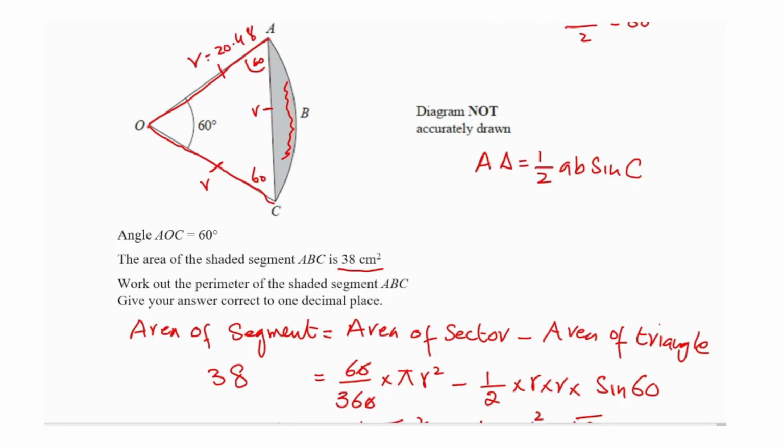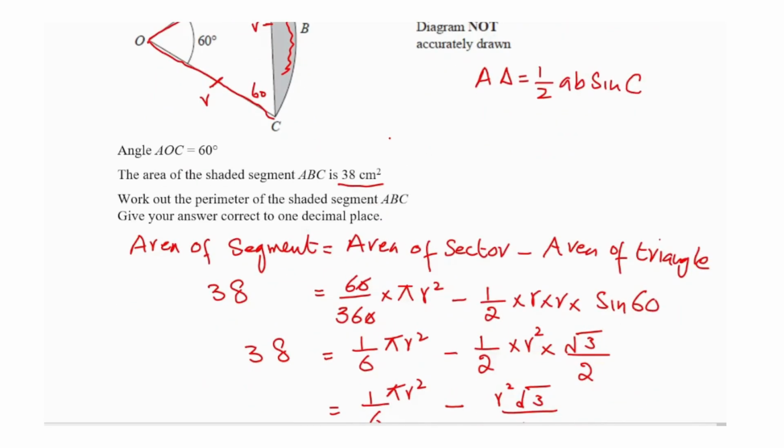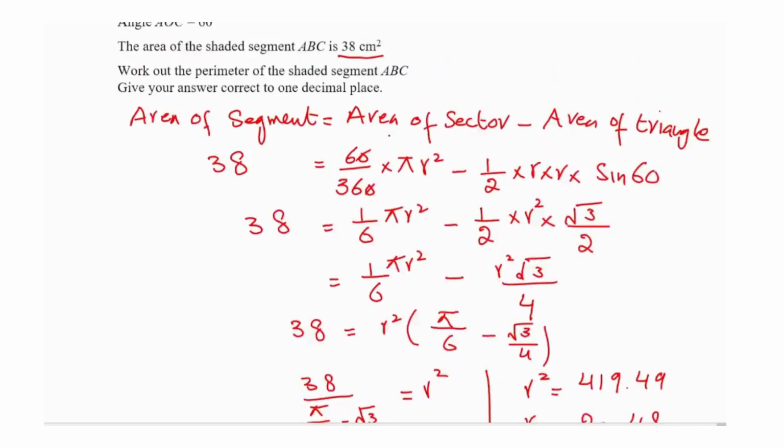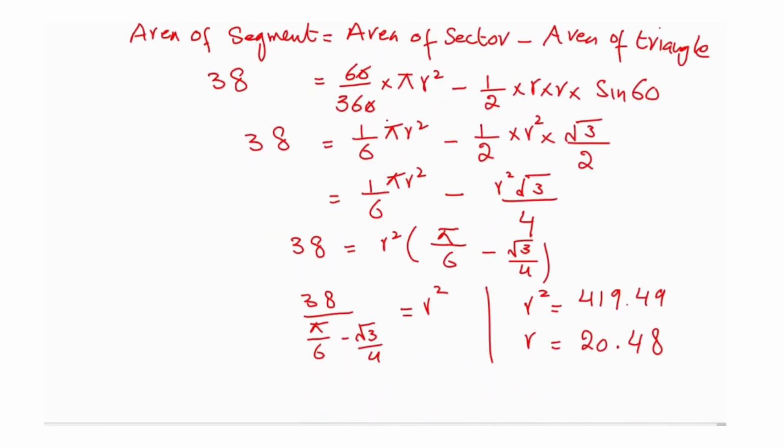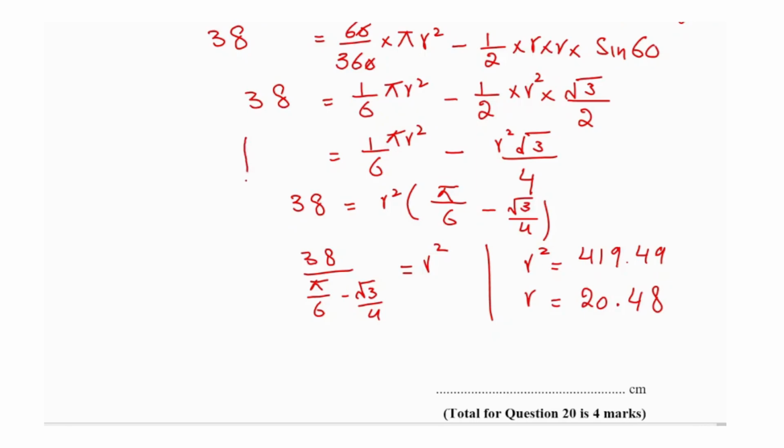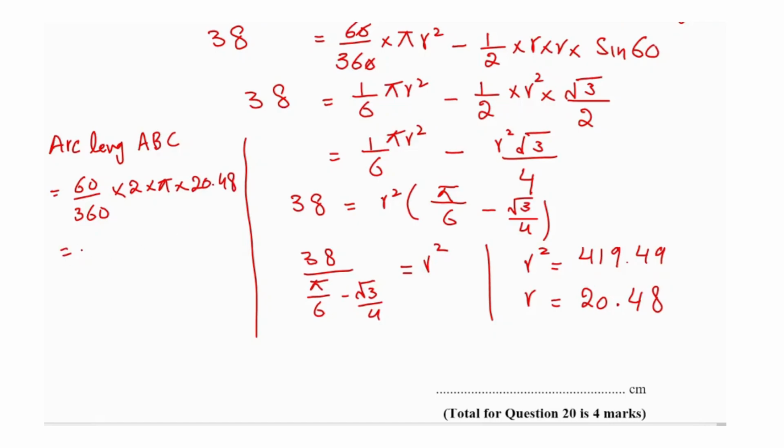Okay, what does the question say? The question says, work out the perimeter of the shaded segment ABC. So we know this length AC is 20.48, but we don't know what ABC is. To find ABC, this is an arc length. So we're going to find the arc length ABC. Let's do it over here. Arc length ABC is 60 divided by 360 times 2 pi, and r is 20.48. Okay, this is our arc length.